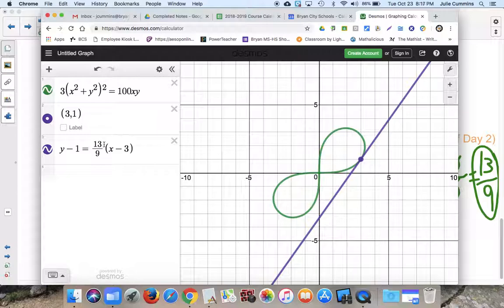So these implicit differentiation problems, they're a lot of work, but they're way easier than trying to solve for y and differentiate that way. So that is 3.5b. We will pick up and finish out the lesson tomorrow.